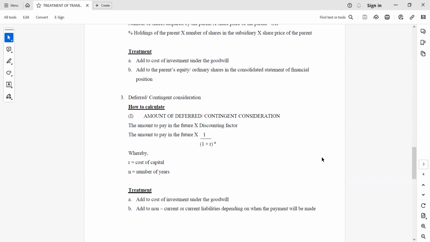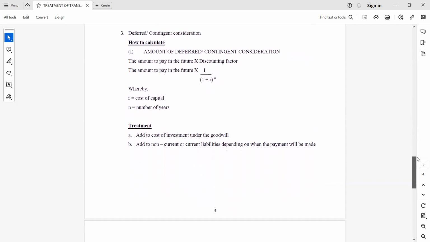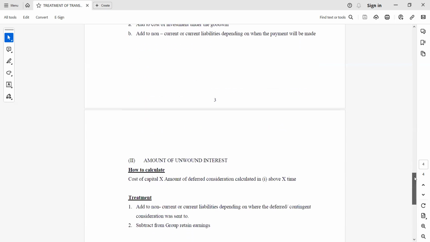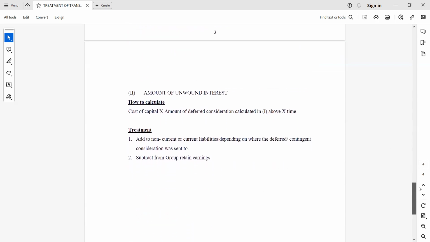The formula is the amount to pay in the future times 1/(1+r)^n, where r is the rate of return and n is the number of years. Yes, so once you get that, you also add it. That is what you use for your goodwill calculation as cost of investment. And then you also add it to your non-current or current liabilities, depending on when the payment will be made, because it is something you pay in the future, so you have to add it to your liabilities.